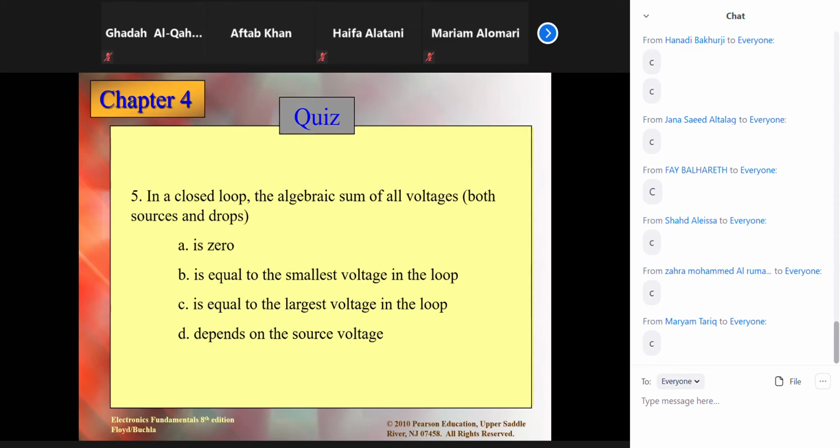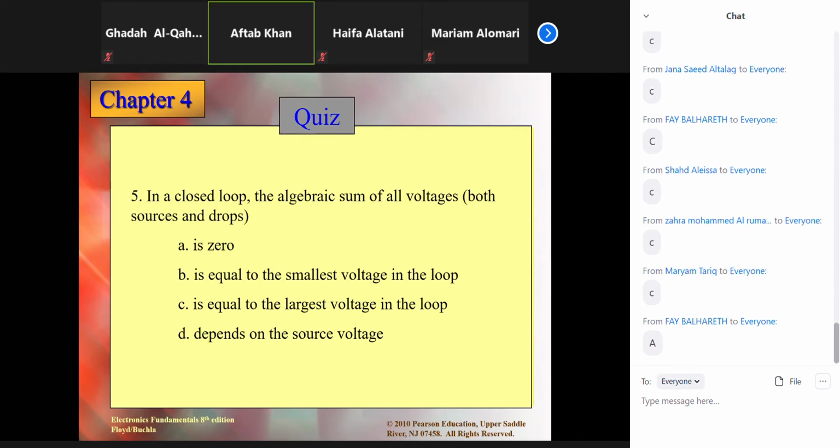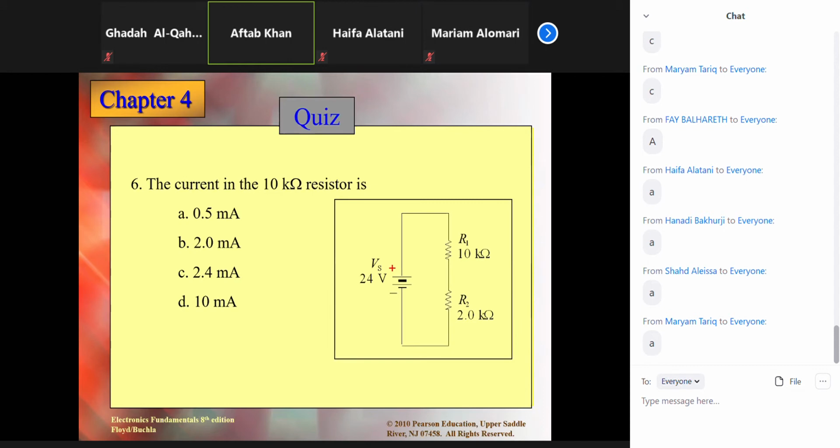A. Yes, the algebraic sum of all the voltages, both source and drop, is equal to 0. And this law is called KVL, Kirchhoff voltage law.